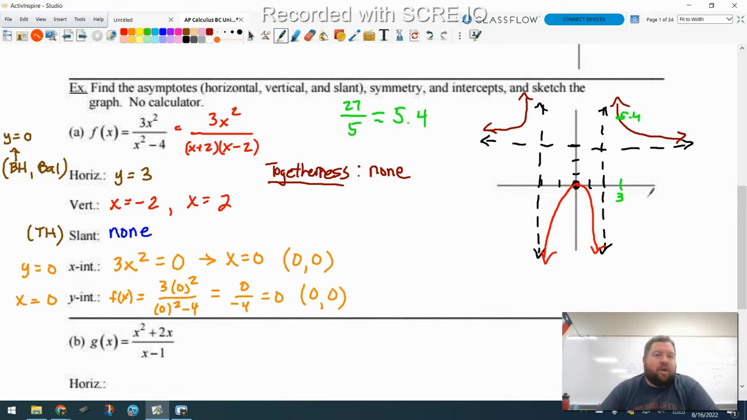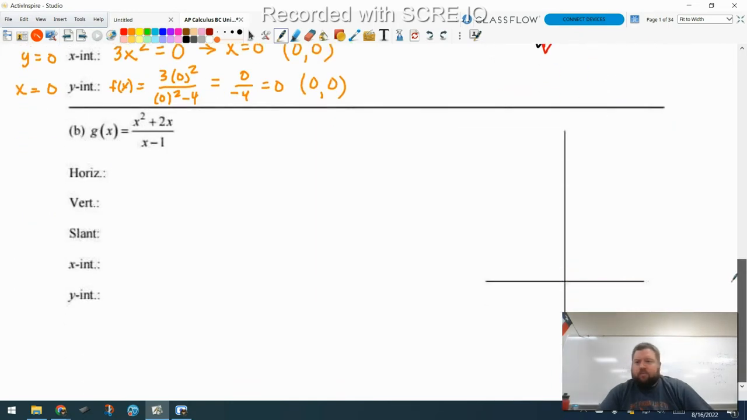So that's another way you could do it. You could just plug in numbers, and if you plug in -3, you get the same 5.4 result. So that's another way you could figure out that it's above the asymptote instead of below the asymptote. All right, let's go to the next one.